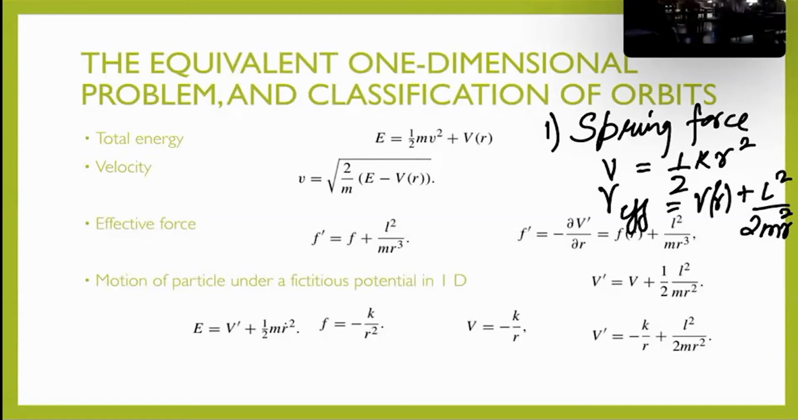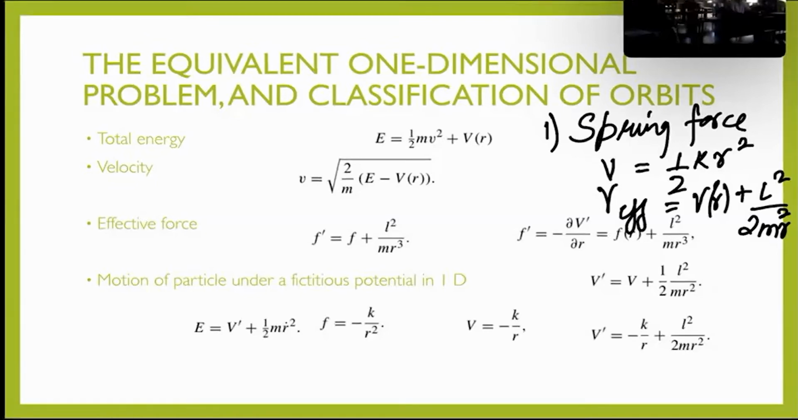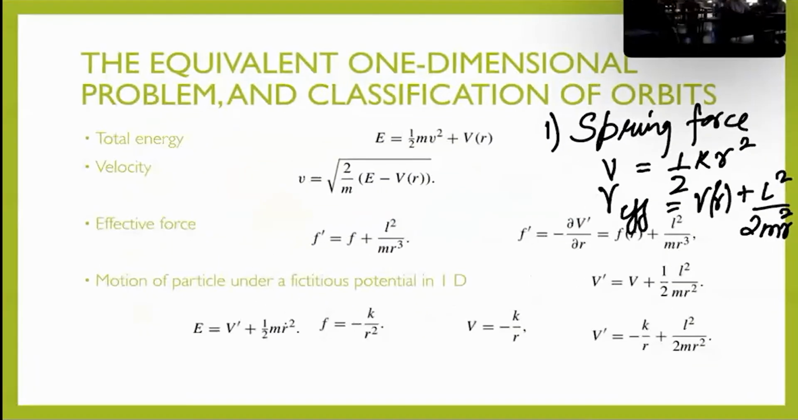How will the curve of the effective potential for a spring force look like? It will be a minimum above the r axis. Minimum over the r-axis. You can share your graph in the chat box, or you can show it to me.